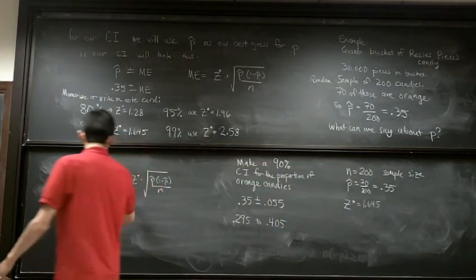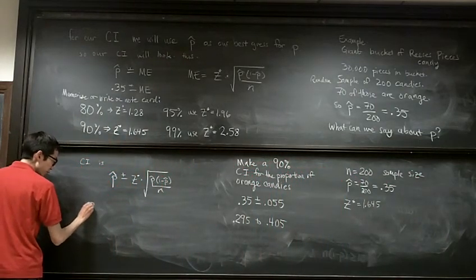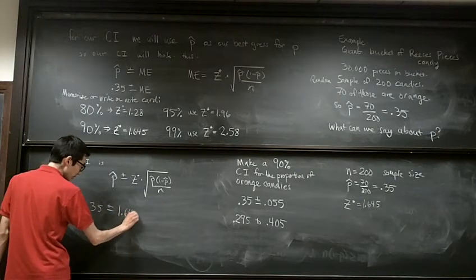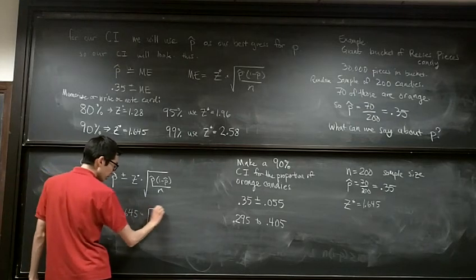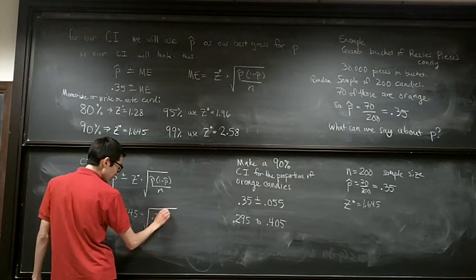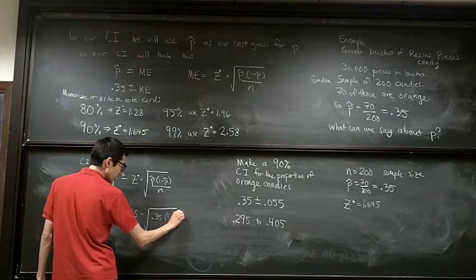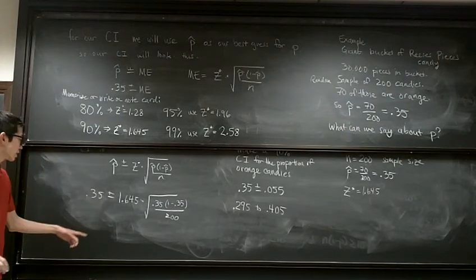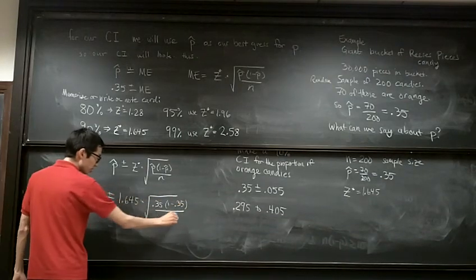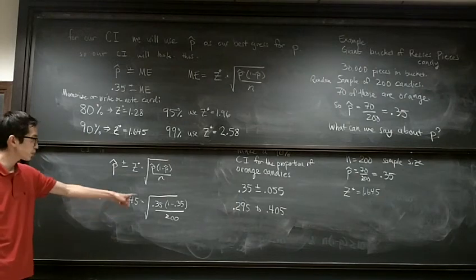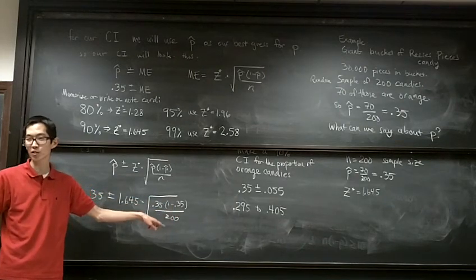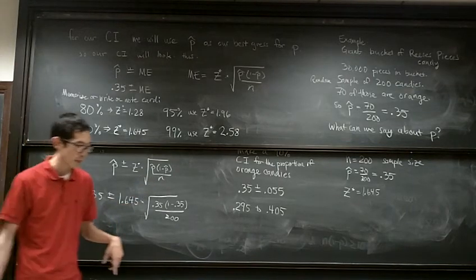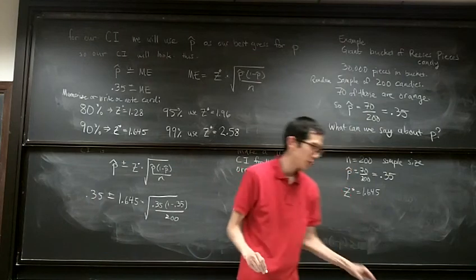So I just come over here and I just plug in all the numbers I have. I do 0.35 plus or minus Z star 1.645 times the square root of 0.35, 1 minus 0.35 divided by 200. Okay? And so it's a good check on your calculator. Make sure if you do 0.35 times 1 minus 0.35 divided by 200, take the square root of that and multiply that by 1.645, you get 0.055. It's like 0.05548.